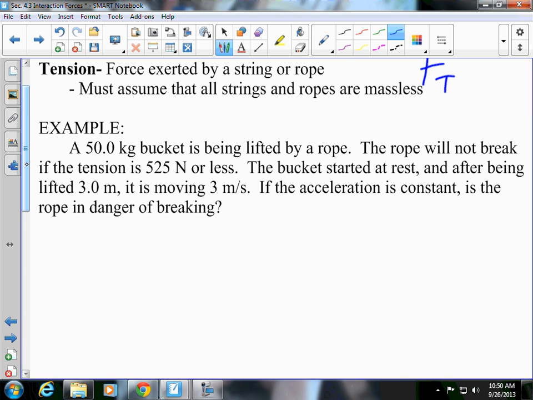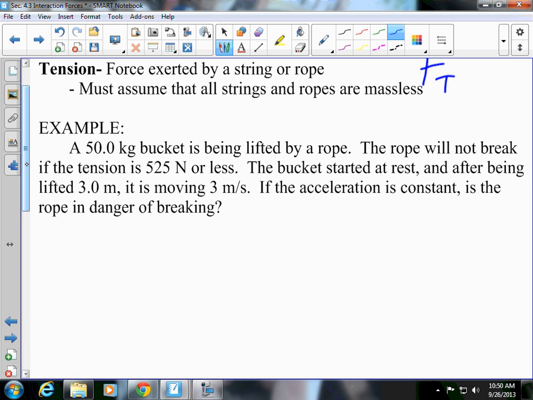All right. Example. A 50-kilogram bucket is being lifted by a rope. The second you hear rope, you know the force of tension is in play. The rope will not break if the tension is 525 newtons or less. The bucket started at rest, and after being lifted 3 meters, it is moving at 3 meters per second. If the acceleration is constant, is the rope in danger of breaking?